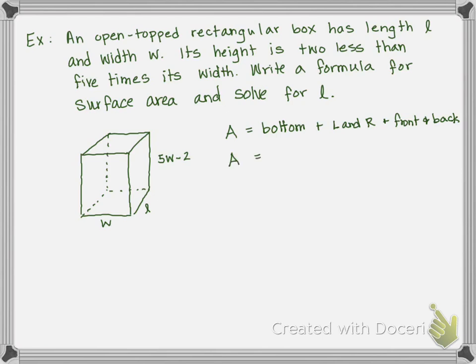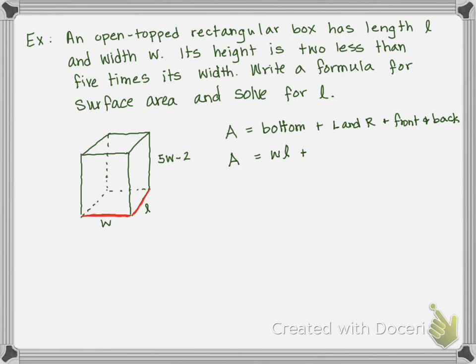So what is the area of the bottom of my box? WL, right? The dimensions of the bottom. And you really kind of have to draw a picture for these because you have to visualize all the rectangles. The dimensions of the bottom are W by L. So the area is WL.